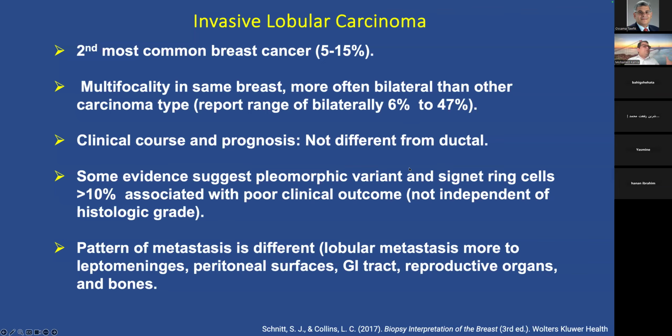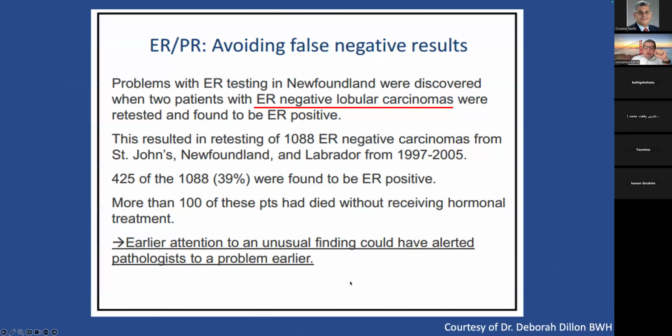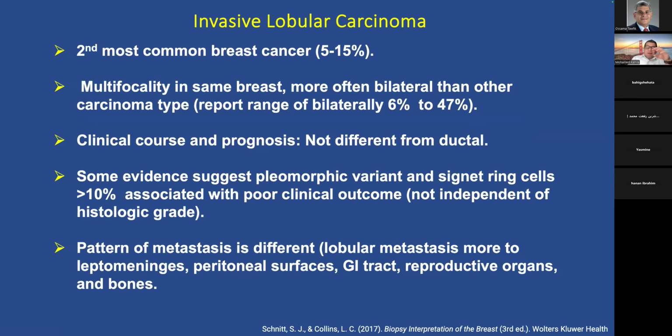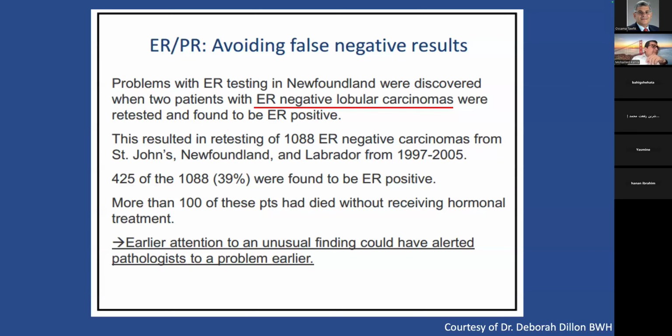There is evidence that polymorphic variant and signet ring, if they are more than 10%, may be associated with poor clinical outcome, but that's not independent of the histologic grade. So the grading is the most important. Why is it important telling ductal from lobular? It's important because of the metastatic pattern. Lobular goes to places which ductal usually doesn't go to, like leptomeninges, peritoneum, cervix, endometrial lining, ovary. So there are certain locations lobular goes, and it's very challenging to detect it there. Sometimes also lobular will do intratumor metastasis, when the lobular carcinoma can go to another tumor.